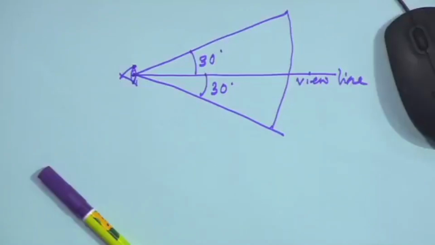Interestingly, you are not blind beyond this particular 60 degree limit. Beyond this you also have a view, but that is not a very clear view.